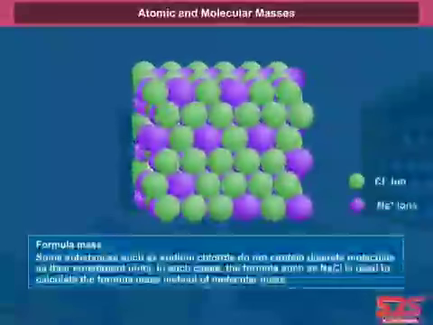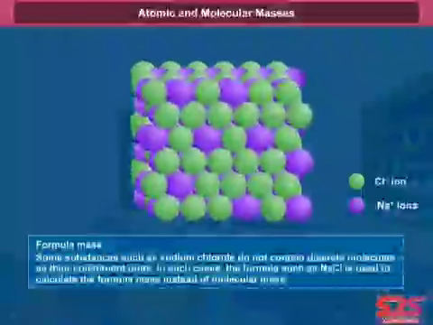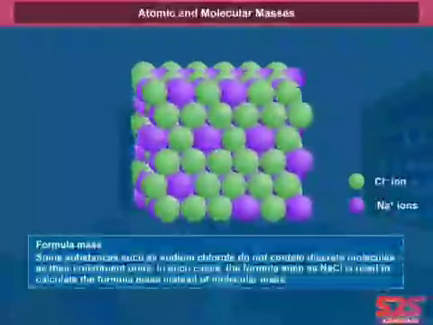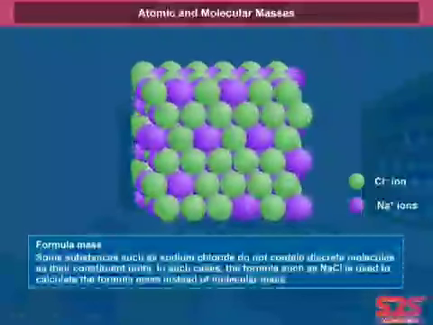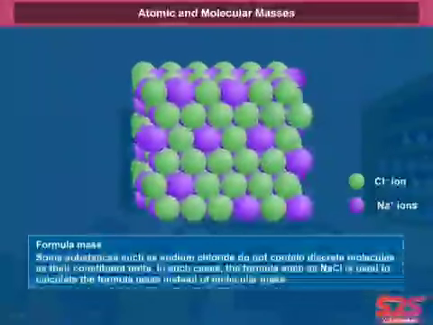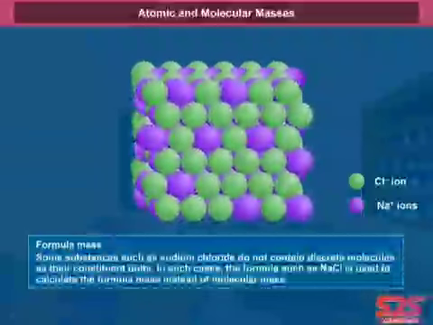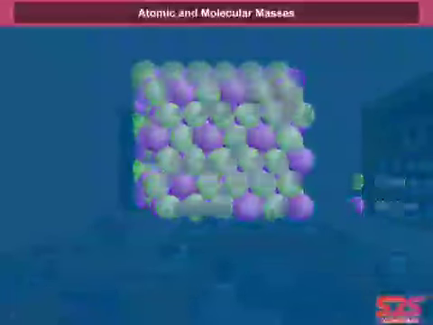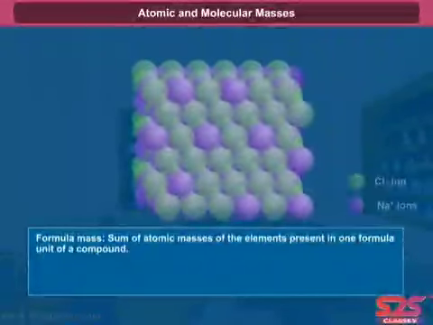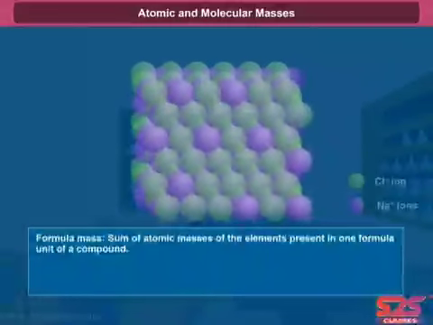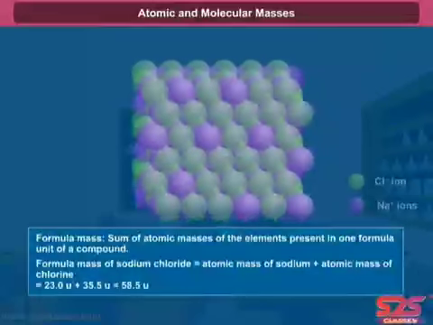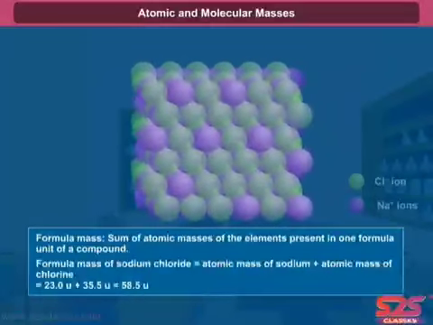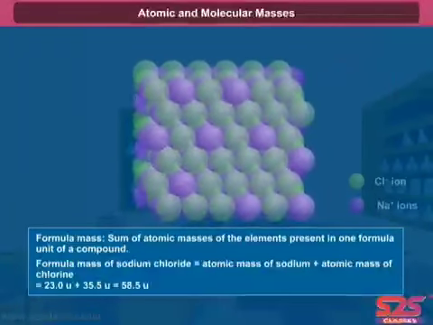Some substances such as sodium chloride do not contain discrete molecules as their constituent units. In such cases, the formula such as NaCl is used to calculate the formula mass instead of molecular mass. Formula mass is the sum of atomic masses of the elements present in one formula unit of a compound. For example, the formula mass of sodium chloride is 58.5 u.